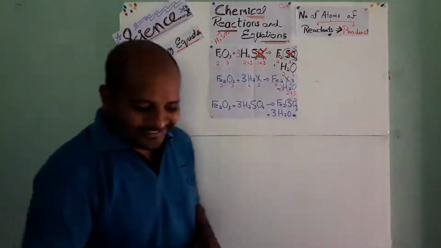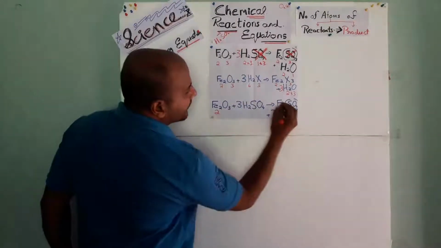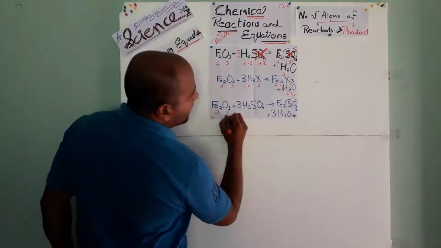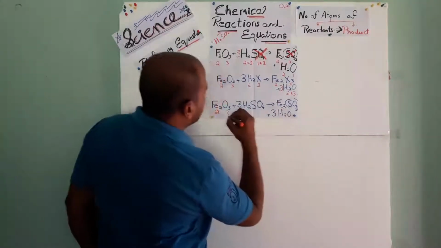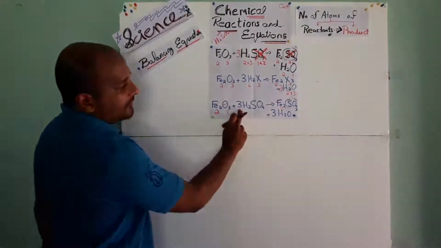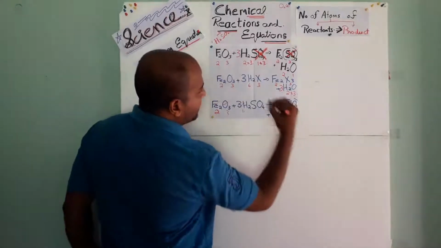I hope the equation is balanced, isn't it? You can find it out. Iron: 2, 2, balanced. Oxygen: 3. Here is where oxygen? Okay, here, 3 into 1, 3. Balanced. 3H2 is 6 hydrogen. Here also 6 hydrogen. It is also balanced.